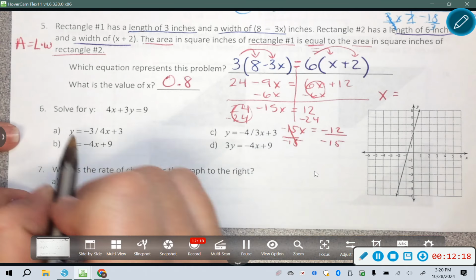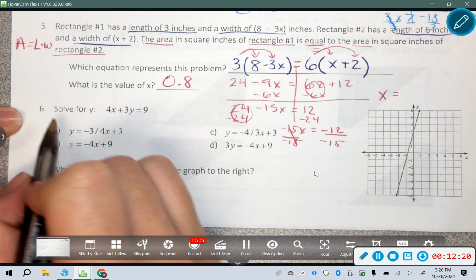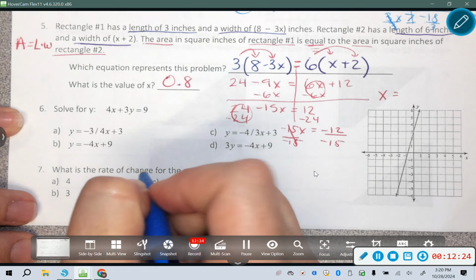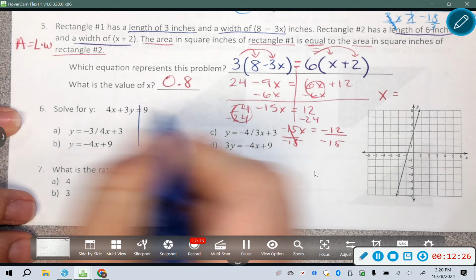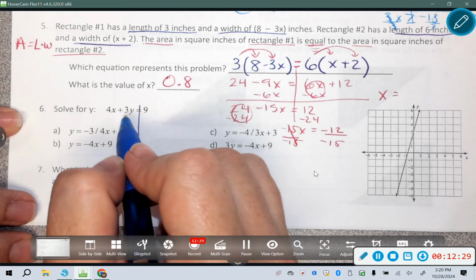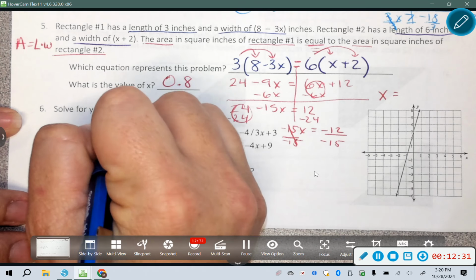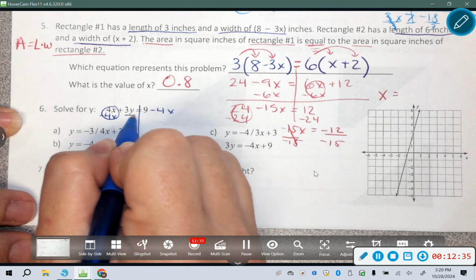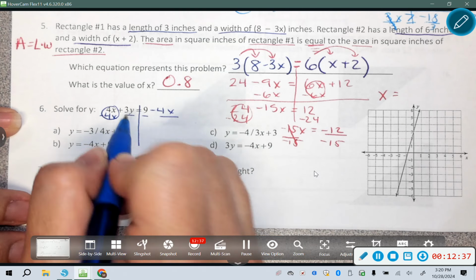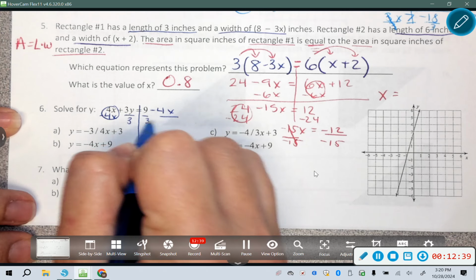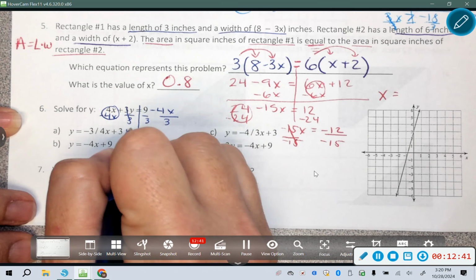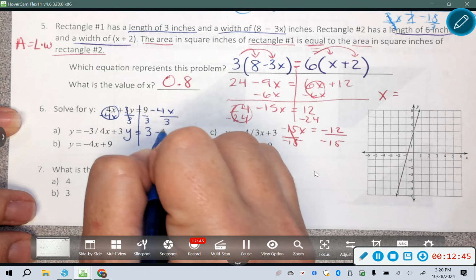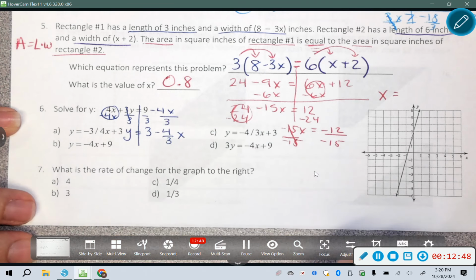Okay, number 6 says, solve for y, 4x plus 3y equals 9. So remember, when we're solving for y and it's in standard form, x and y are on the same side, we move our x, divide by y. So minus 4x, and I divide not by y, but what's in front of y. And I have a positive 3, so we're going to divide everything by positive 3, and I get y equals 9 divided by 3 is 3.